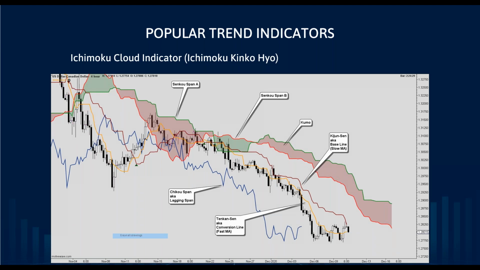So that is in general how to use the Ichimoku cloud indicator, just by looking at where price is in reference to the cloud. Below the cloud, downwards trending. Above the cloud, upwards trending. Within the cloud, sideways, choppy market. So that is also another nice trend indicator for you guys.